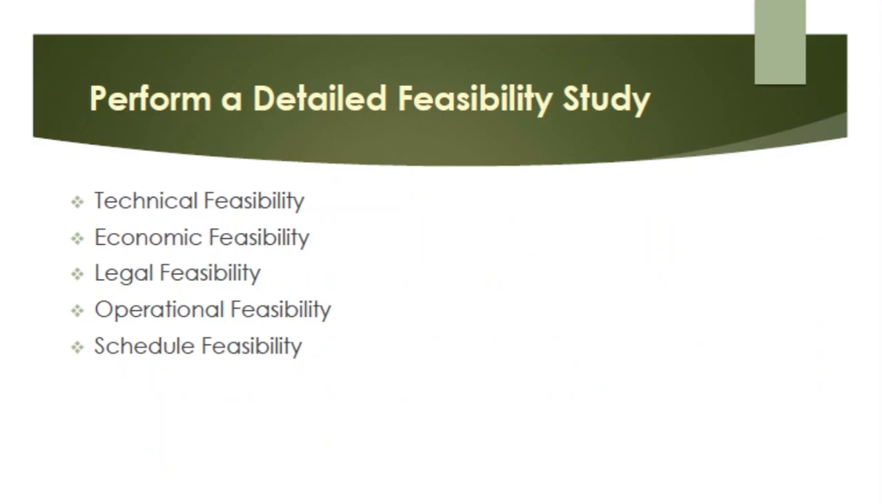So let's start with performing a detailed feasibility study. So in this part, there are 5 aspects of project feasibility that need to be considered. So by assessing the major constraints on the proposed system, management can evaluate the project's likelihood for success before committing large amounts of financial and human resources. So these aspects are the following. You have your technical, economic, legal, operational, and schedule feasibility.